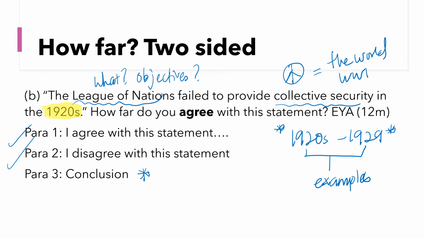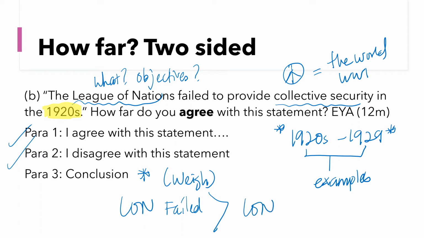Okay, now if let's say you're going to actually start writing a conclusion, I think you have to weigh. Okay, weighing is very important. Do you think that League of Nations failed as a whole during this 1920s to 1929, or was the League of Nations actually had pockets of success?